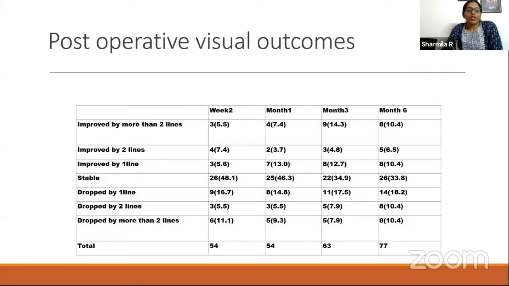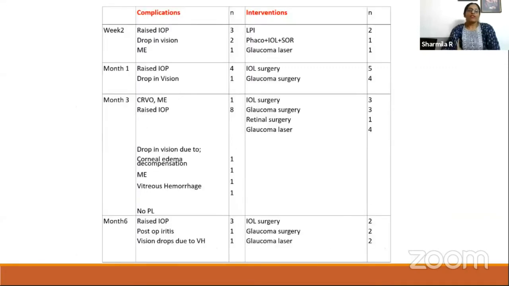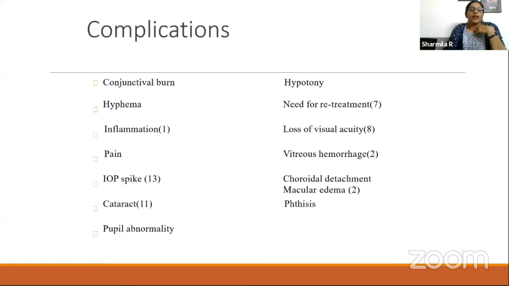As for the post-operative visual outcomes, most of these patients had stable vision, and we did not see much of a decrease in visual acuity. However, a small percentage of patients did have a decrease in visual acuity. The reasons were vitreous hemorrhage, cystoid macular edema, and in 1 patient, corneal decompensation. There are many complications associated with the laser procedure, but we did not see all of them. We did have a few patients going in for retreatment. There were 2 patients who developed vitreous hemorrhage, 8 patients had a decrease in visual acuity, and 11 patients had progression of cataract.